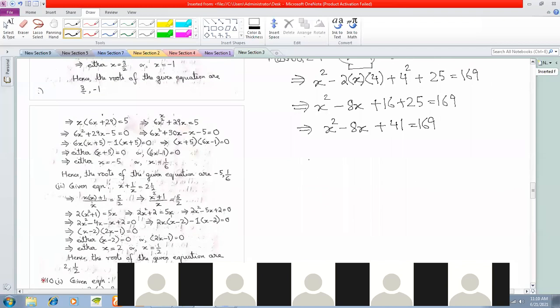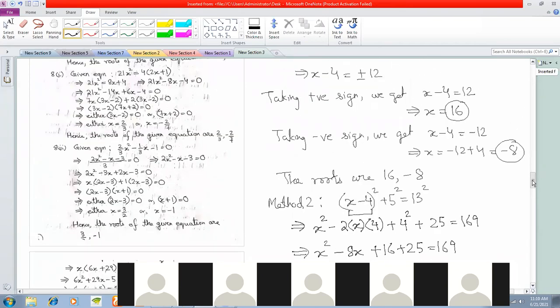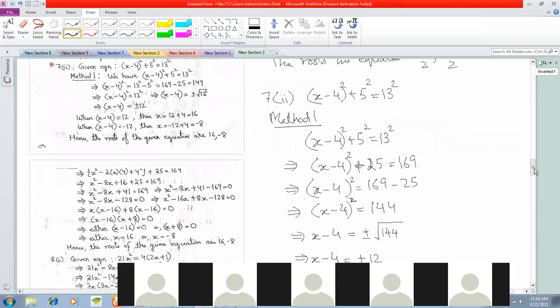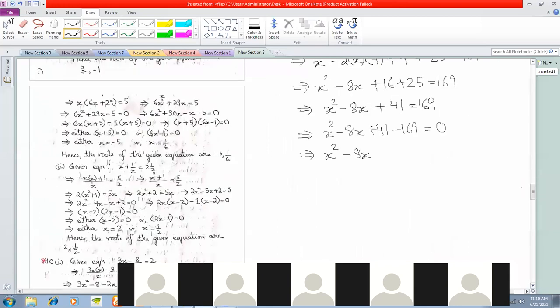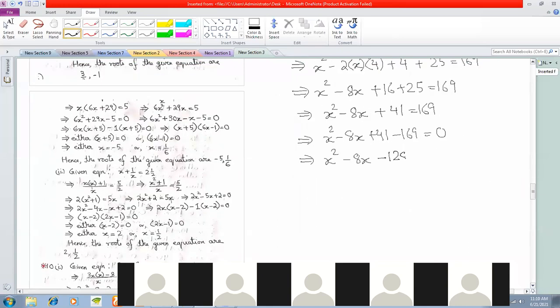Now you bring 169 on the other side so that you can make the right hand side 0. So x square minus 8x plus 41 minus 169 is equal to 0. That means you get x square minus 8x, and 169 minus 41 is how much? Forty-one minus 169 will give you minus 128. Now we have got in our required form ax square plus bx plus c. This is our quadratic form, right? Now we proceed to solve by middle term factorization.